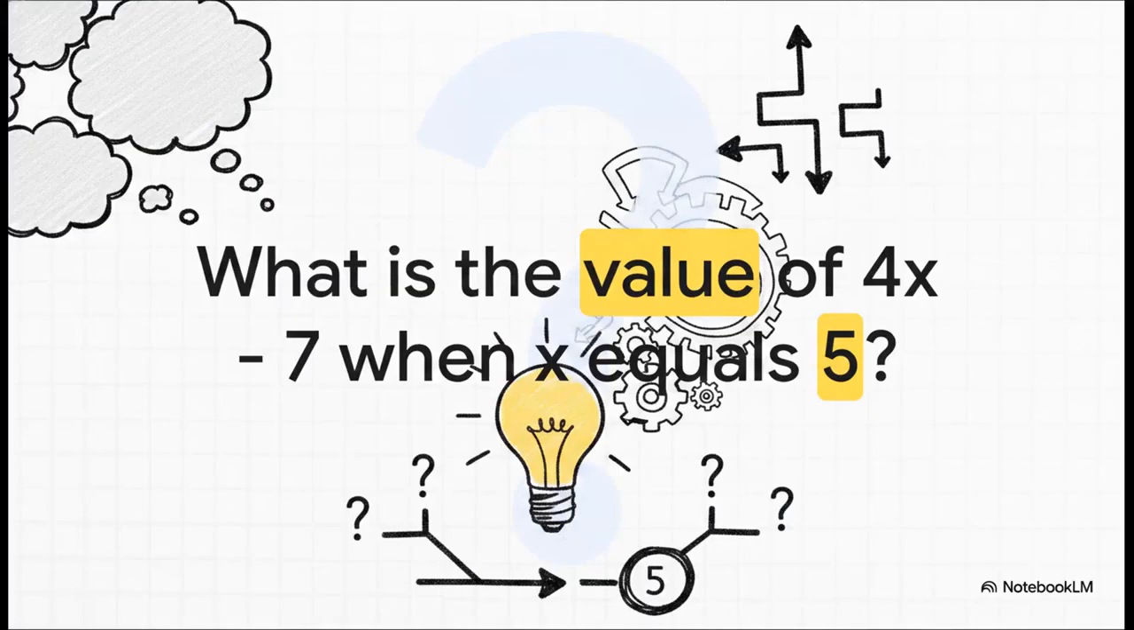So let's say we have the expression 4x minus 7. Now, this expression actually has infinite different possible values depending on what x happens to be on any given day. But right now, we're going to declare that x is exactly 5. So take a quick moment and mentally evaluate this. What actually happens if you substitute the number 5 right in there for the variable x?